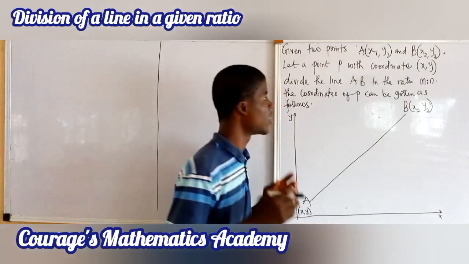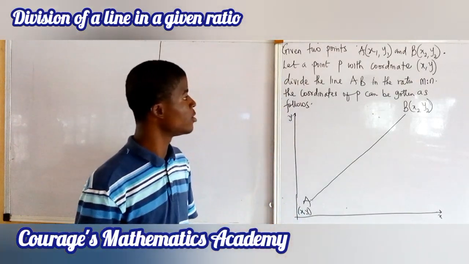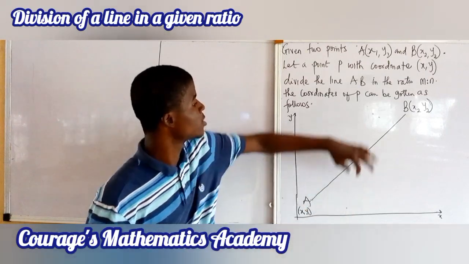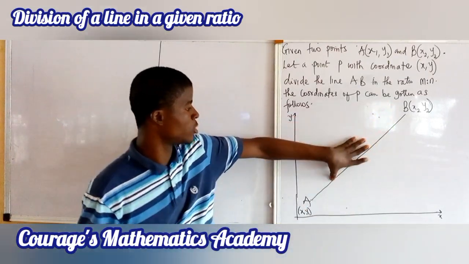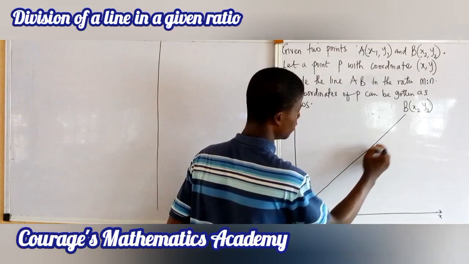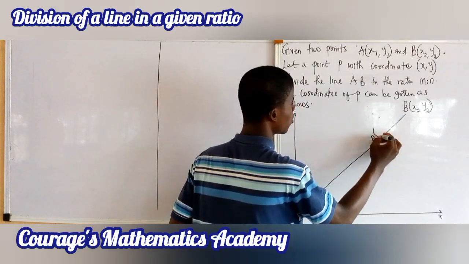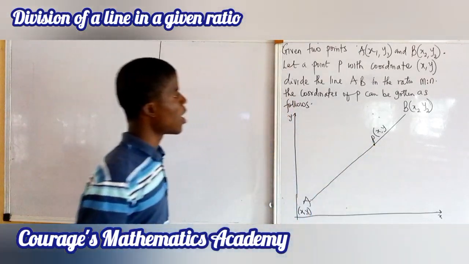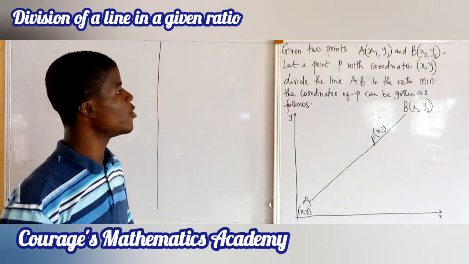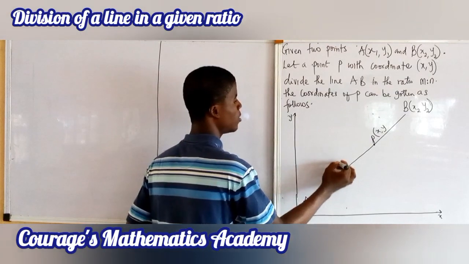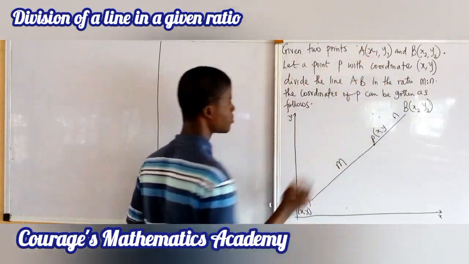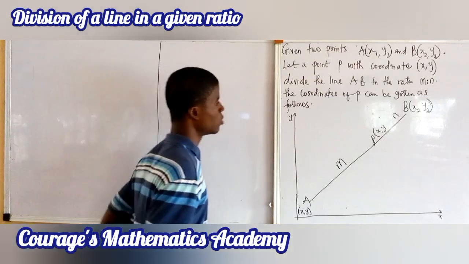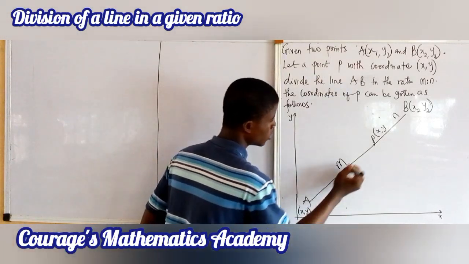It means that P is not a midpoint. It's not at the center of the 2 points. So let's put it here. For example, point P, coordinate x, y, and it divides the line AB in the ratio m to n. The coordinates of P can be gotten as follows. So let's do that.